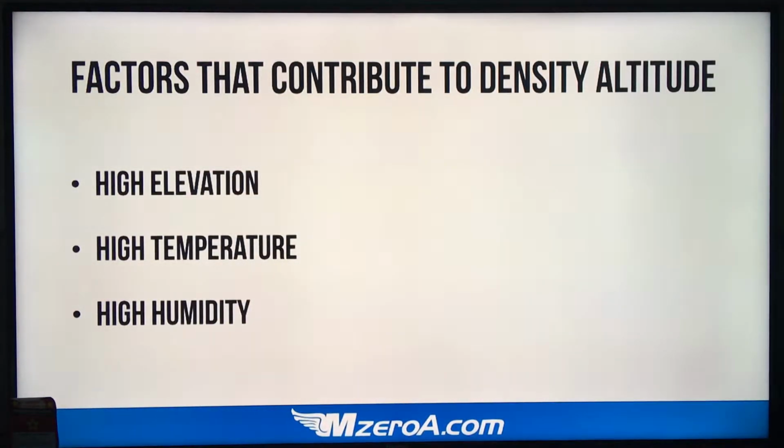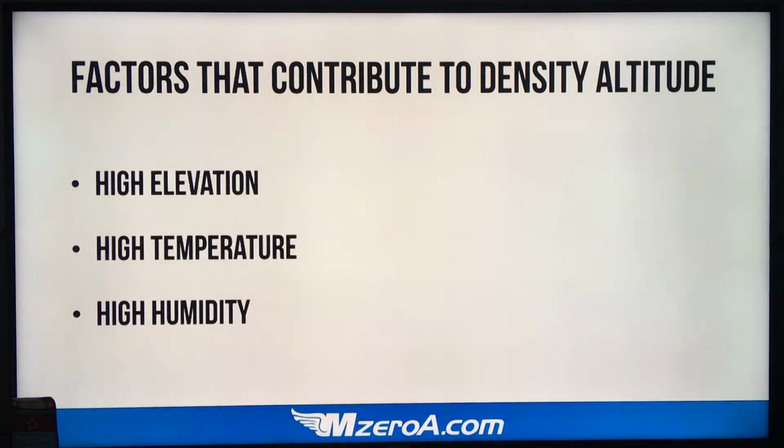Now, what are the three big factors that add to density altitude? Well, here's what increases density altitude: high elevation. If you start out high already, you're out in the Rocky Mountains, the Appalachian Mountains, you already are at a disadvantage because you're at a high elevation. The two big ones, though, are high temperature and high humidity. We get a lot of that in the summertime in Florida. High temperature, high humidity cause an increase in density altitude, thus giving you a decrease in aircraft performance. When those three things are high, high elevation, high temperature, high humidity, you get a decrease in aircraft performance.